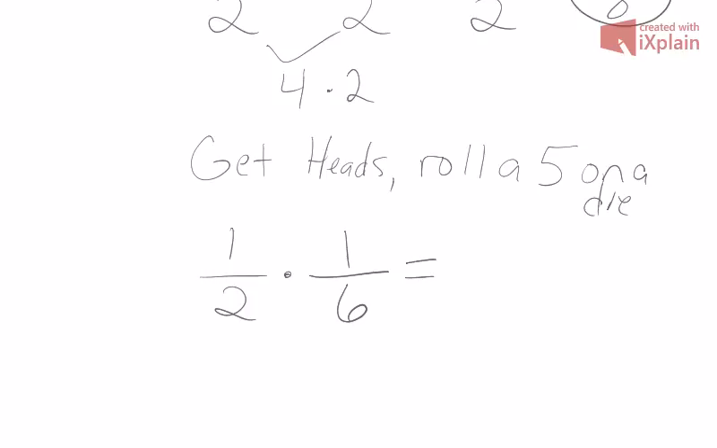And we multiply, top times top, 1 times 1 is 1. Let's make that look a little better. 1. And then 2 times 6 would be 12. So I'd have 1/12.